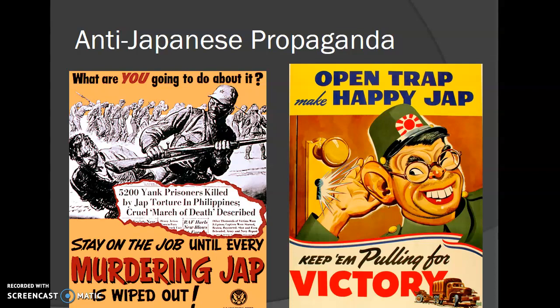If that's the communication you're giving to your people about what Japanese people are like, yeah, they're not going to be really interested in protecting their rights.